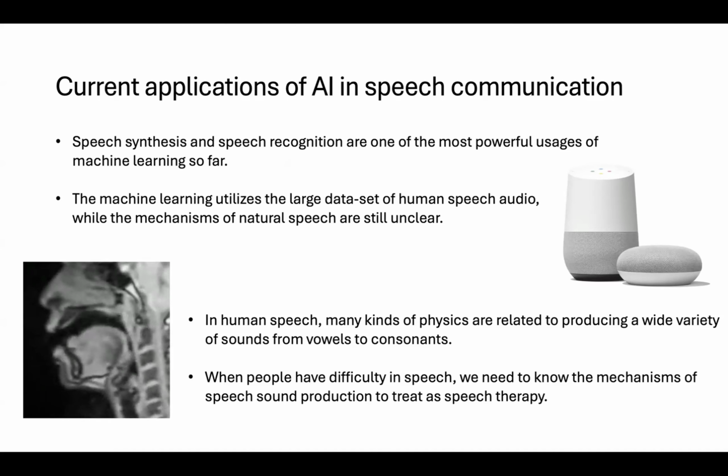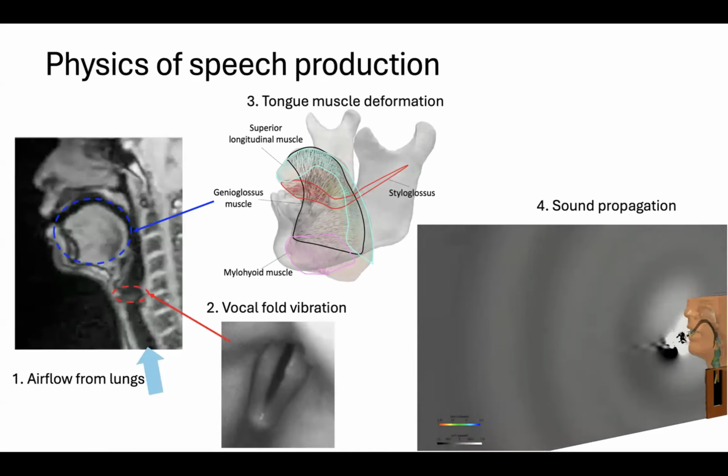In actual human speech, many kinds of physics are related to producing a wide variety of sounds from vowels to consonants. And each organ, like the tongue and lips, moves very fast to produce each sound. If you consider people who have difficulty in speech, we need to know the mechanisms of speech production to treat them as speech therapy. When we consider the physics of speech production, many phenomena occur to produce one sound.